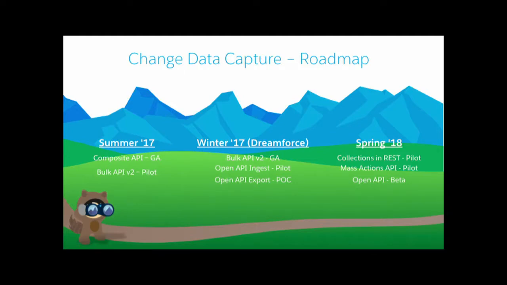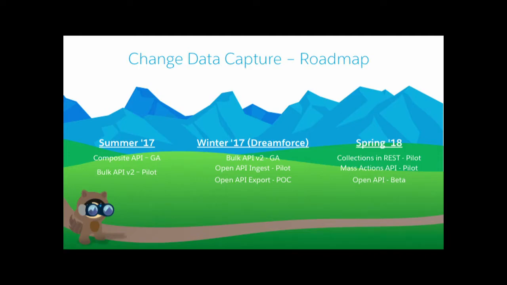Ignore the title on this. It's the wrong title. It should say Next Gen APIs Roadmap. What is the roadmap? Well, right now, in Summer '17, we have Composite API as GA. We are in pilot with Bulk API v2. For Dreamforce, my goal is to get Bulk API to GA. We're kind of on the bubble of that right now.